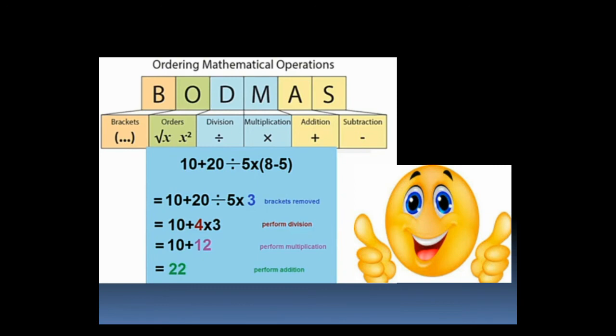Whenever brackets are involved, we are going to follow the BODMAS rule. We are going to solve the brackets first, then we will see orders. If orders are not there, then we will move towards division, then multiplication, then addition, and at the end we are going to perform subtraction.